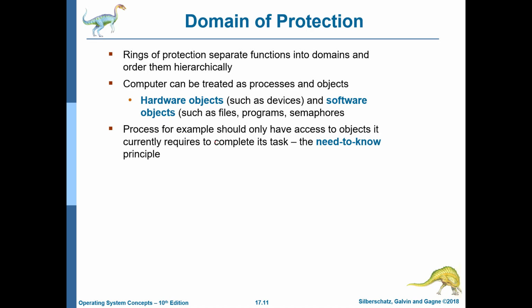So coming to the domain of protection, our main aim is that any computer can be treated as a set of processes and objects, where the hardware objects are the devices and the software objects are the files, programs, pipes, semaphores, etc. Any process, from the principle of least privilege, should have access to only those objects that it needs to access or needs to know about. It should not have more access than what is genuinely required.